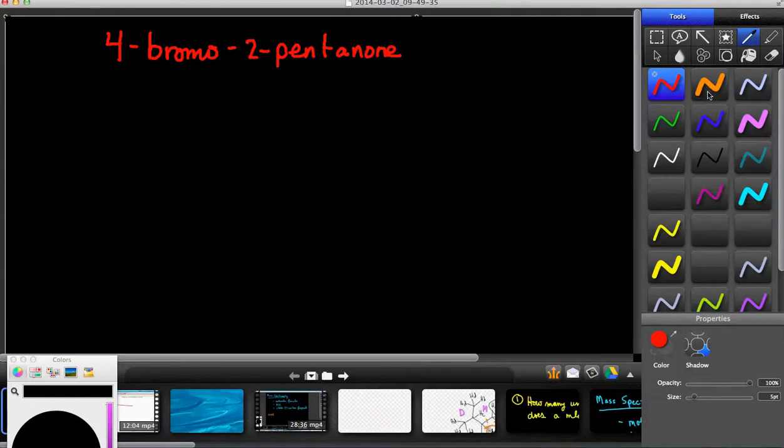So the way that I would advise you all to draw it is to draw the skeleton first. You know that you're going to have 5 carbons in an uninterrupted chain. Off of carbon 2, there will be a carbonyl because it's a ketone. And off of carbon 4, there will be a bromine atom.